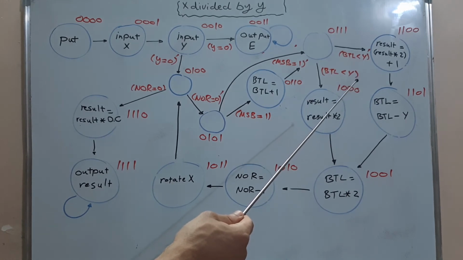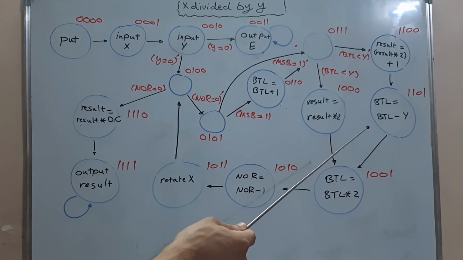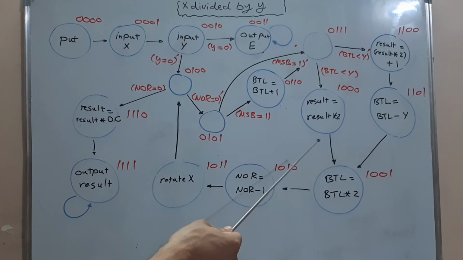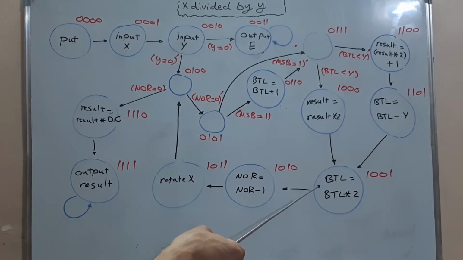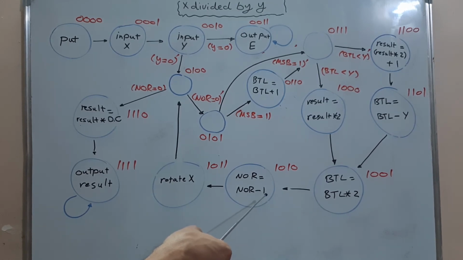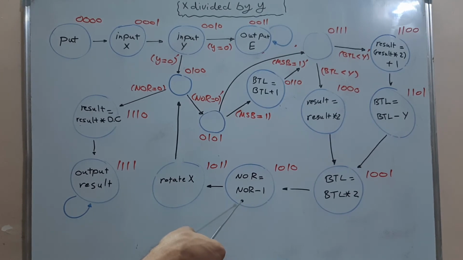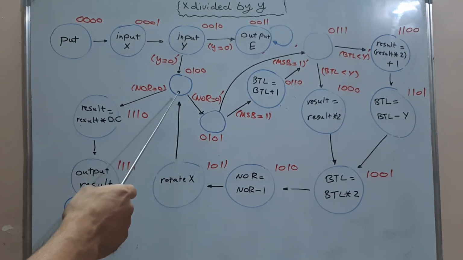And state 12 will go unconditionally to state 13, where BTL is equal to BTL minus Y. And both these states, which are 8 and 13, will go to state 9 without following any condition. In state 9, the computer system will multiply BTL by 2, and after this state, the following state is state 10, where the computer system will decrement NOR by 1, which will go to state 11 without following any condition, where the computer system will rotate X, and this state will go back to state 4 without following any condition.